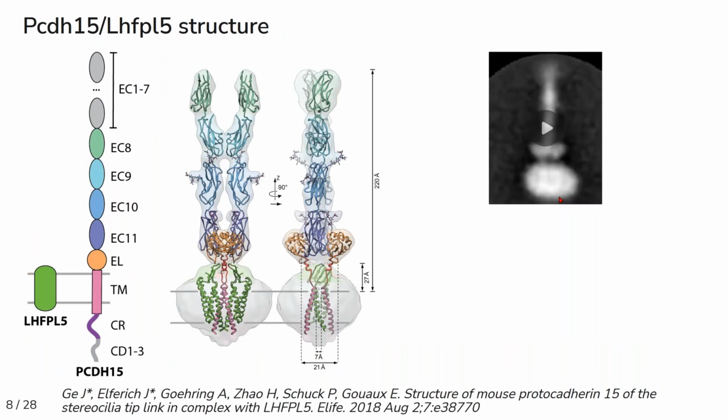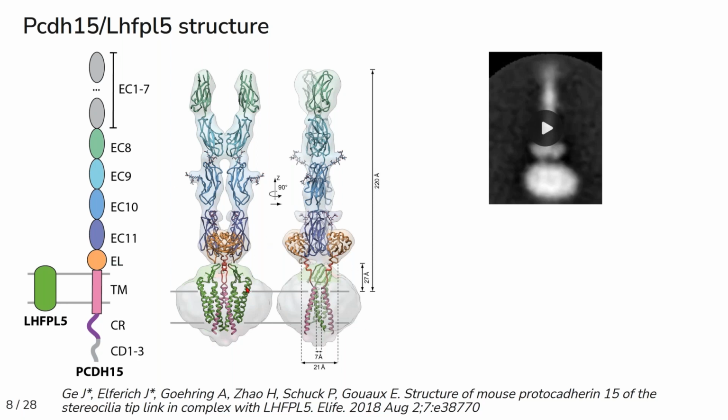So to tell you a bit about the protocadherin 15 LHFPL5 structure, because it's really the starting point for the story, let me just give you a quick summary. So protocadherin 15 is a cadherin molecule, so it has a large extracellular domain that consists of 11 repeats of a cadherin domain. Then there is a domain that was previously unknown what the structure is, that we call EL for extracellular linker domain, followed by a single transmembrane helix and then a C-terminal tail. Whereas LHFPL5 was known to be a transmembrane protein with 4 transmembrane helices.